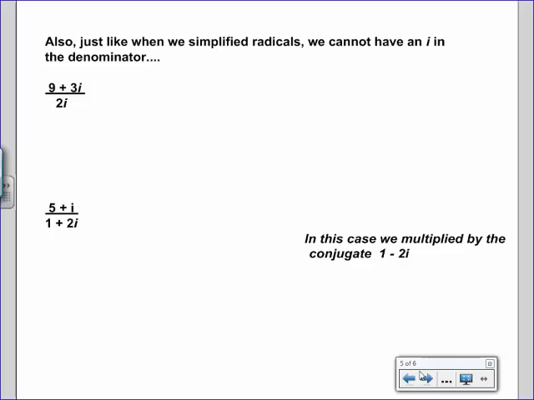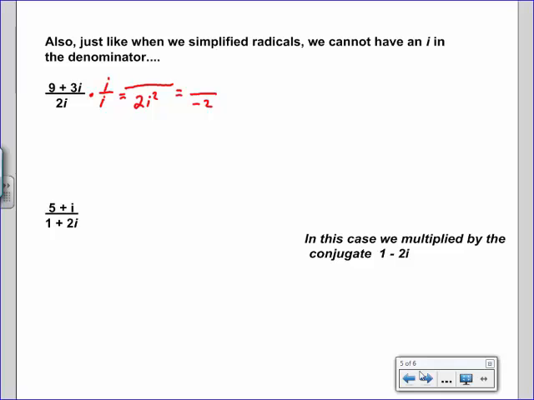Now, just like before, we're not able to leave a radical in the denominator. We're not allowed to leave an i term in the denominator, an imaginary. And the first one's pretty simple to eliminate that. We'll simply multiply the top and bottom times i, because you know that i squared is equal to negative 1. So on the bottom we have 2i squared, which is 2 times negative 1, which is negative 2.